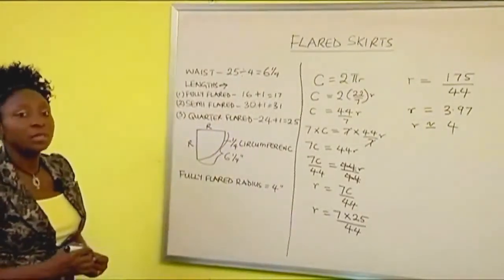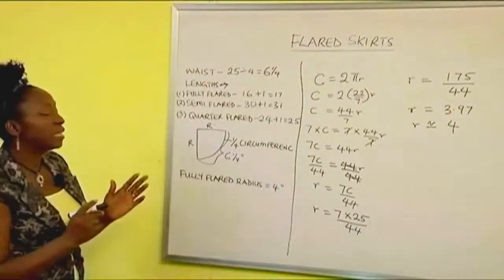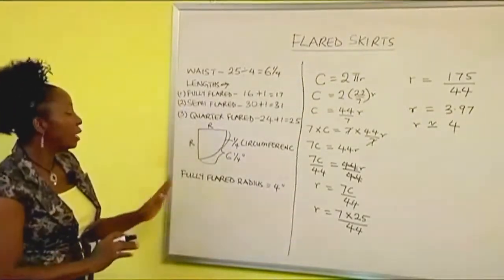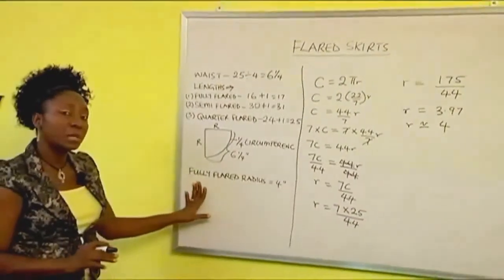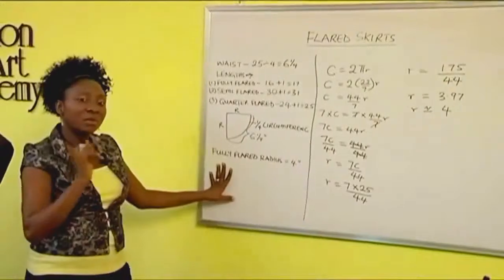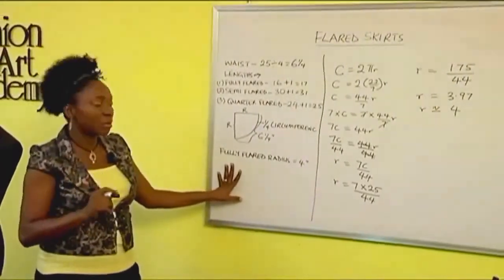That's for our fully flared radius. Now for any type of skirt you're planning to make, whether it's a semi-flared or a quarter flare, we have to start by getting our fully flared radius. Because without this, we would not be able to calculate the radius for the other types of skirts.